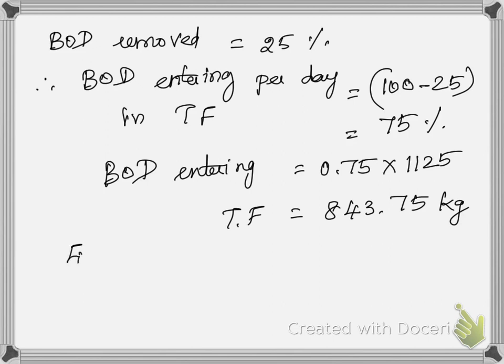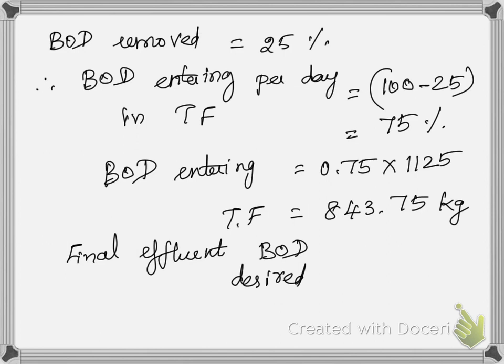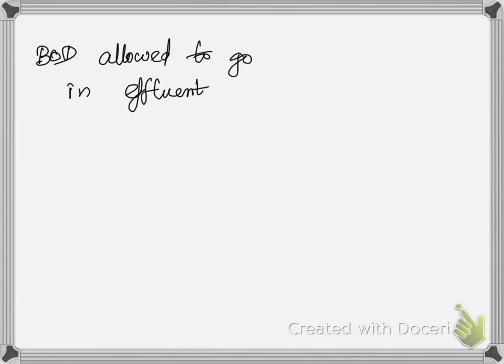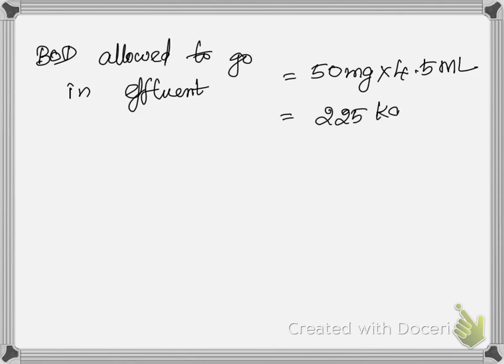Next, what is the final effluent BOD that is given in the problem? The desired BOD is going to be 50 milligram per liter. The same way only we are going to calculate the BOD allowed to go in the effluent. So how much is allowed? 50 milligram. But initially how much water are we passing? 4.5 million liters is passing. I have told you the conversion already, so it will become 225 kilogram.